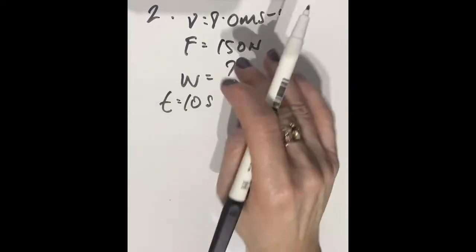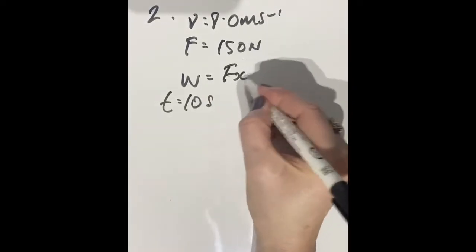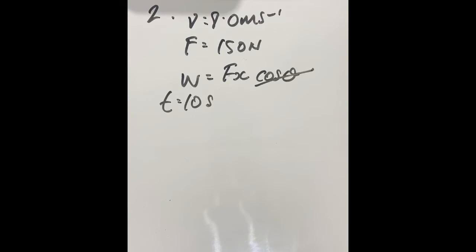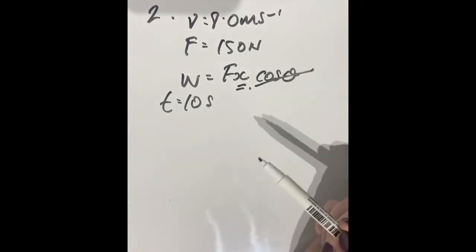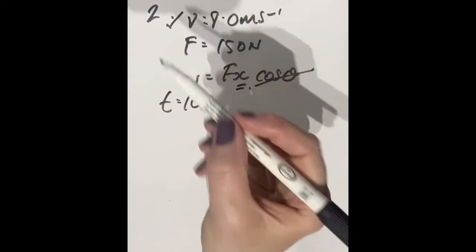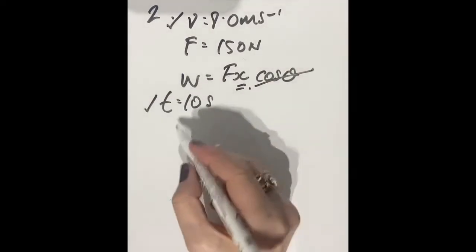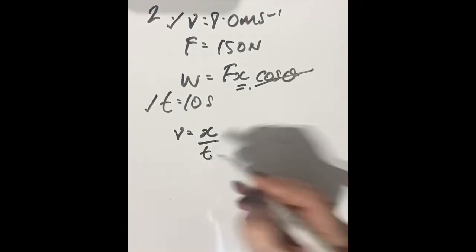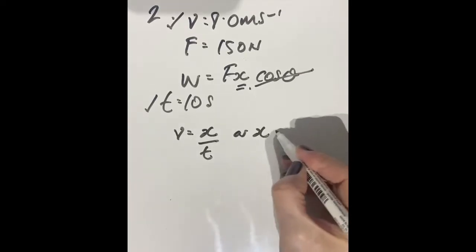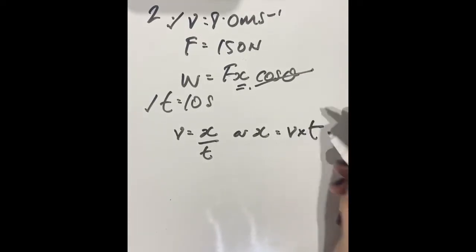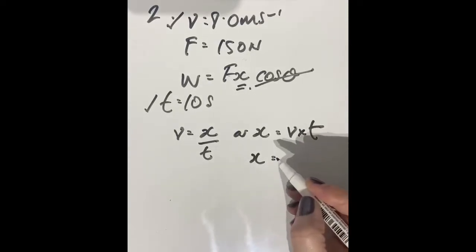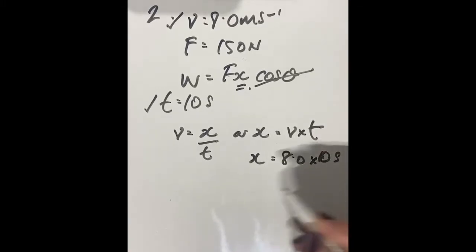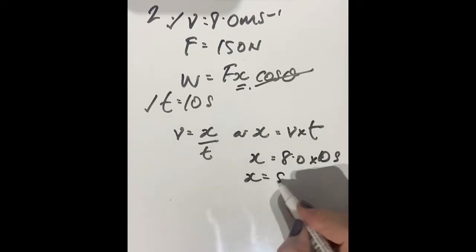Now the equation for work is force times distance. We don't need to actually consider the angle in this case because they're in the same direction. But we need a distance and we don't have a distance. However, we have a speed and we have a time. Remember, velocity equals distance over time, or distance equals speed times time. So we can work out the distance, which is 8 times 10 seconds. So the distance covered is 80 meters.